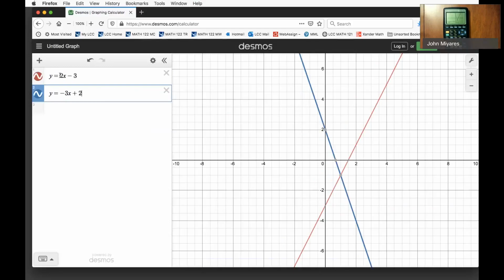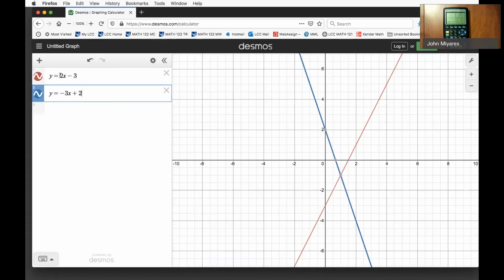Now, the plus side with Desmos, as I mentioned earlier, is that if your equations aren't in y equals form, you could just enter them into Desmos as you see them here, but I will show you that in a minute.